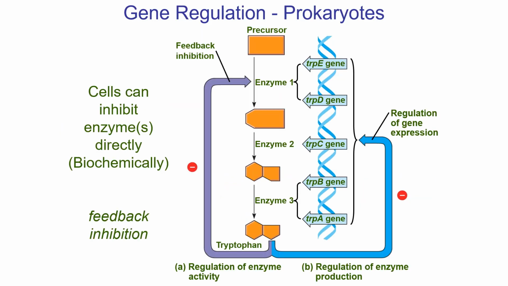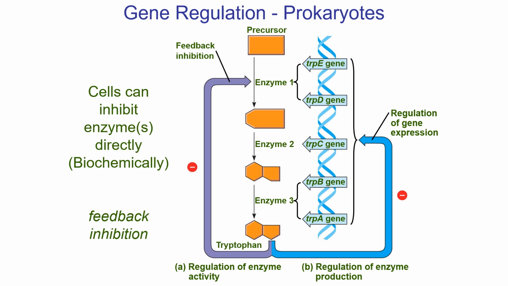What we have here is a simple biochemical pathway that's found in bacteria. And this is the pathway that's used to make tryptophan. Tryptophan is an amino acid. It's something that the bacteria cell definitely needs to make. But if a cell is making tryptophan, it will get to a point where it has enough and it doesn't have to make any more. So to be efficient, there needs to be a way to shut down this pathway.